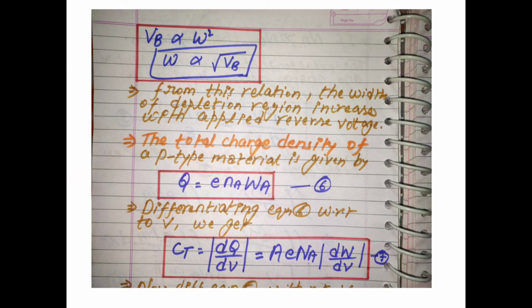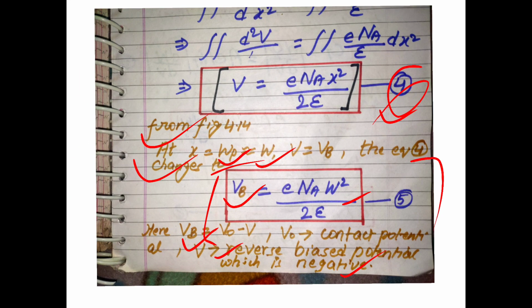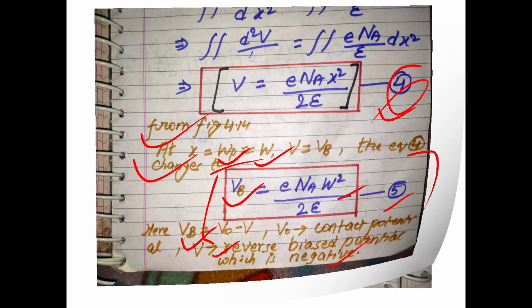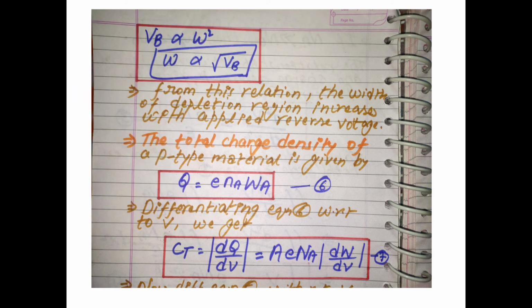So from equation number 5 we can see that the depletion width is directly proportional to the root of Vv. So from this relation, the width of the depletion region increases with the applied reverse voltage. As we increase the reverse biasing voltage, the depletion width is going to increase.